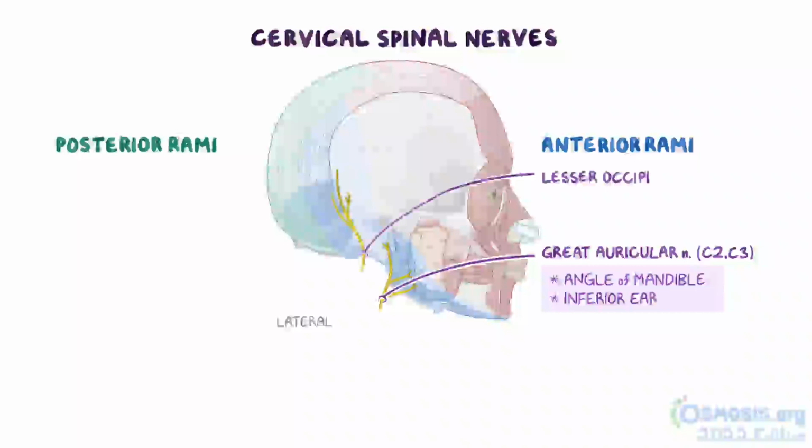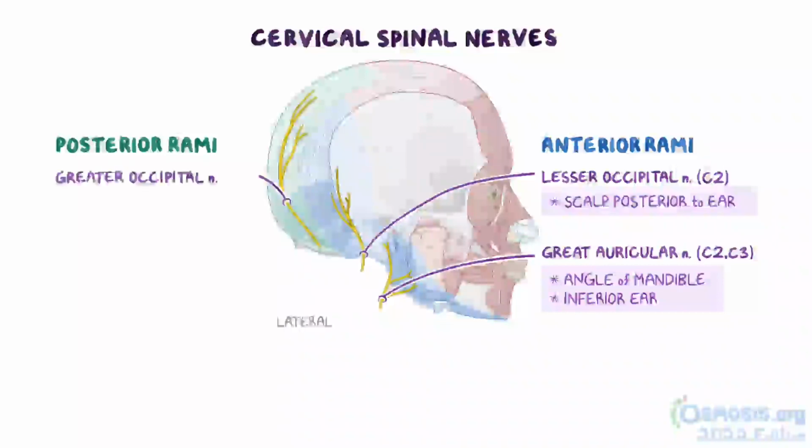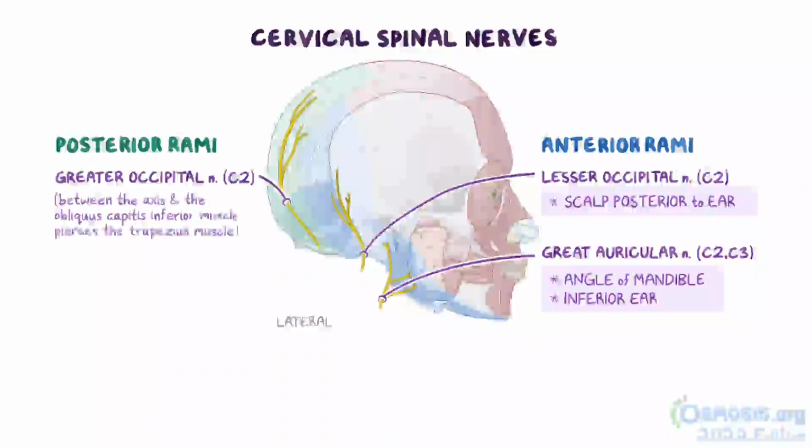The lesser occipital nerve arises from the anterior ramus of the C2 spinal nerve and travels along the posterior border of the sternocleidomastoid muscle. It reaches the face posterior to the auricle and supplies the skin of the scalp posterior to the ear. The greater occipital nerve arises from the posterior ramus of the C2 spinal nerve and passes between the axis and the obliquus capitis inferior muscle. It pierces the trapezius muscle and emerges to supply the skin of the occipital part of the scalp.